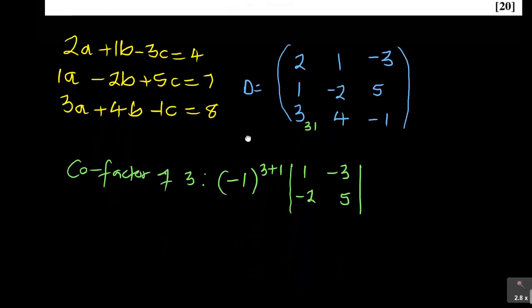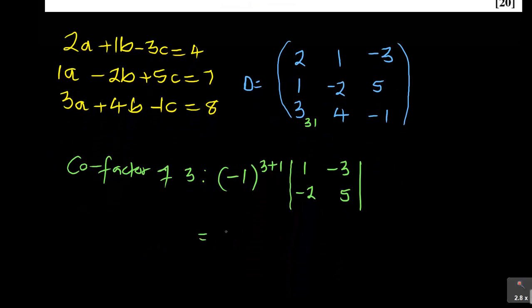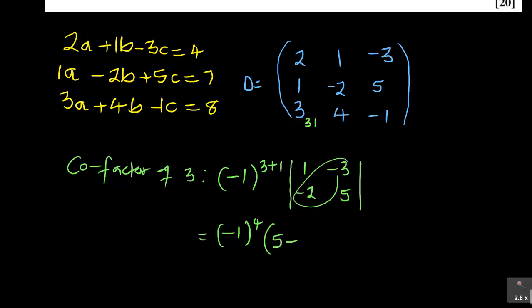When you simplify this, it will be equal to minus 1 to the power 4, and then when you simplify, remember you are multiplying this direction, which is 1 times 5 is 5, minus, and you multiply this direction, minus 2 times minus 3, which is minus 6. So you have minus 1 to the power 4. 4 is an even number, it will give you a positive, and then 5 minus 6 is negative 1. So the answer that you're going to get here is negative 1. You can even use a calculator, it will still give you the same answer.